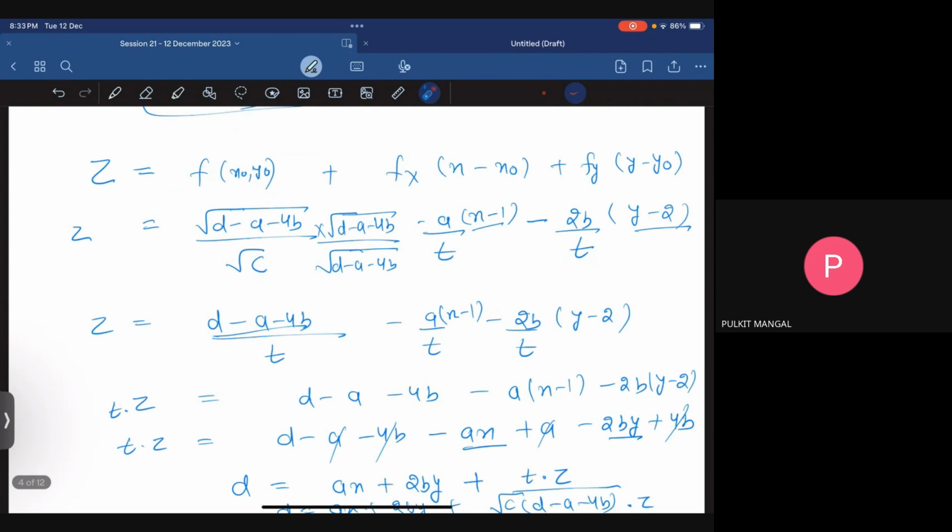Okay, but the reason to do this is because I will get the numerator, oh sorry, numerator not denominator, I will get the numerator denominator same. So when you do the product of these two, the root will cancel out and you will just get the expression of the inside of the root, that is d minus a minus 4b.